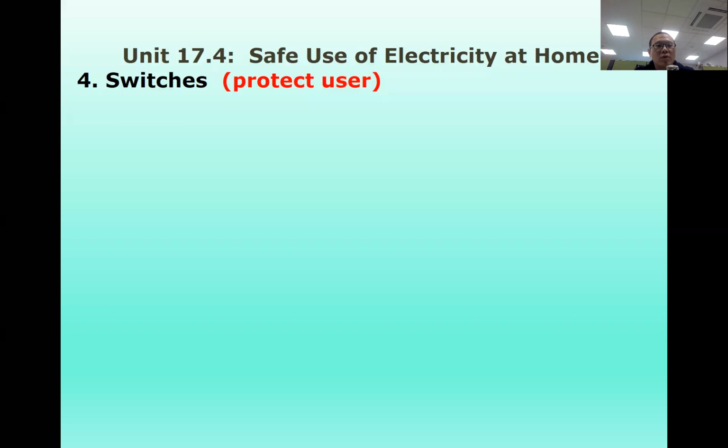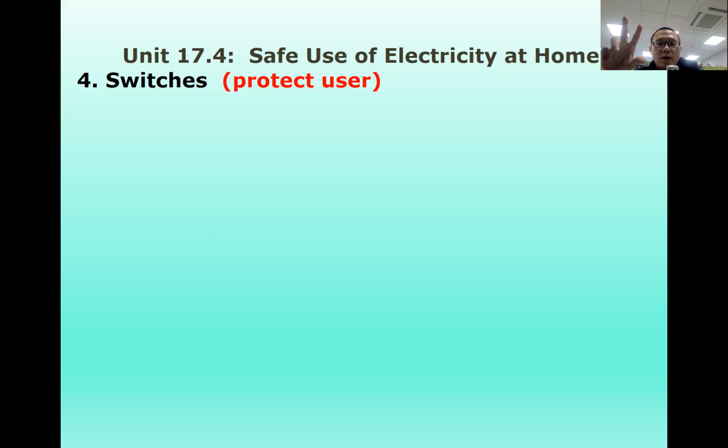Okay, we come to the fourth safety feature of using electricity in the appliances. Just to take note before I continue, this is the second part of the safety feature. The first video that I have is under part A, where I talk about the first three features: fuse, earth wire, and your power socket.